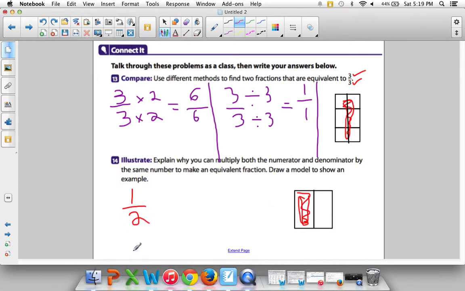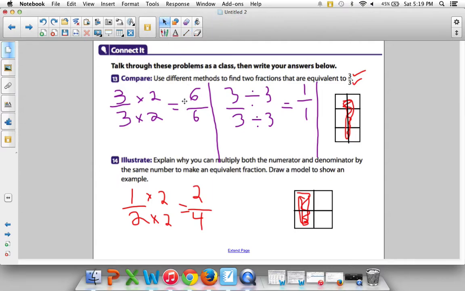Now they want us to explain why you can multiply the numerator and denominator by the same number. Well, if I multiply the top, the numerator, and the denominator by 2, 1 times 2 is 2, and 2 times 2 is 4. I would get 2/4. And let's draw our model, just like this. And look, we added 1 line. It goes 1, 2, 3, 4. 4 pieces with 2 shaded in. And it's an equivalent fraction, but it's the same thing. So how did this work? Well, let's talk about that right now.